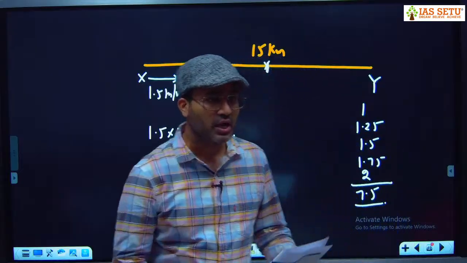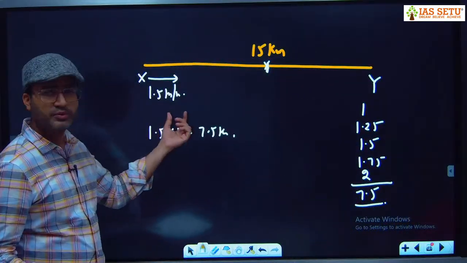Are you getting the question? X is going towards Y with a uniform speed of 1.5.